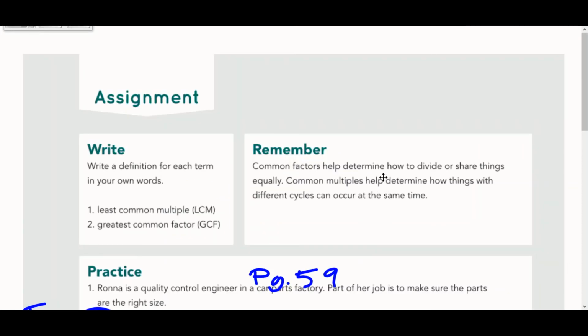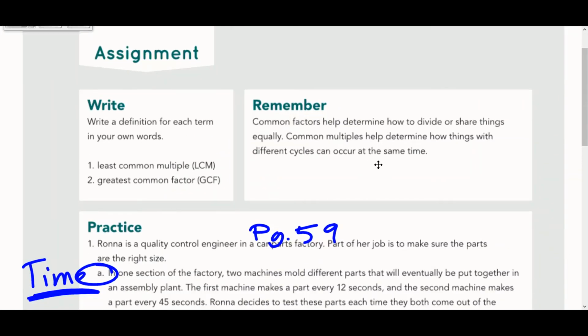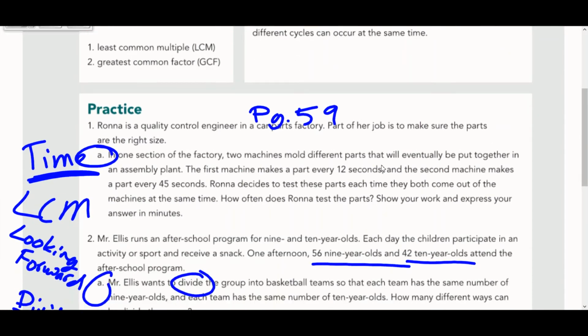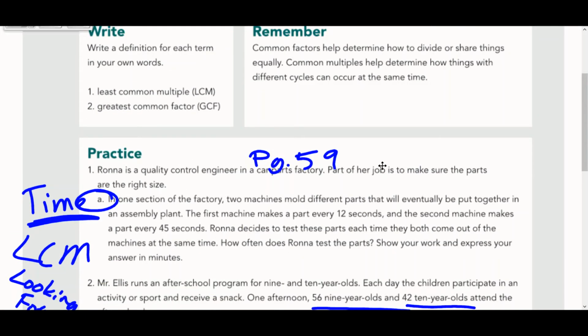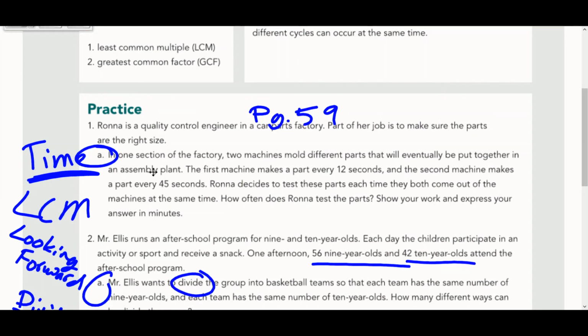Okay? Like I was saying, one of the biggest tricks is to know, am I working with GCF or LCM? Because you probably guessed, it's one of the two. Right? So we looked at this situation. All right? And if you read this, the first machine makes a part every 12 seconds, and the second machine makes a part every 45 seconds.